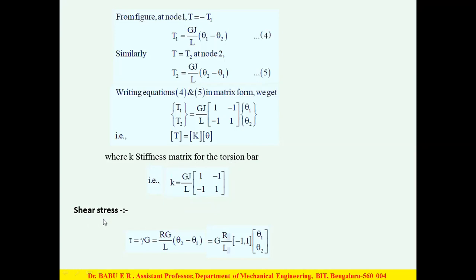Similarly, we can find the shear stress. Tau is nothing but nu into G. You substitute the value of nu, so R G by L into theta 2 minus theta 1. This is the equation for shear stress. I will rearrange this as G R by L, and again remove theta 1 and theta 2. We will get minus 1, 1 into the matrix theta 1, theta 2. So we can represent the shear stress in this format also.